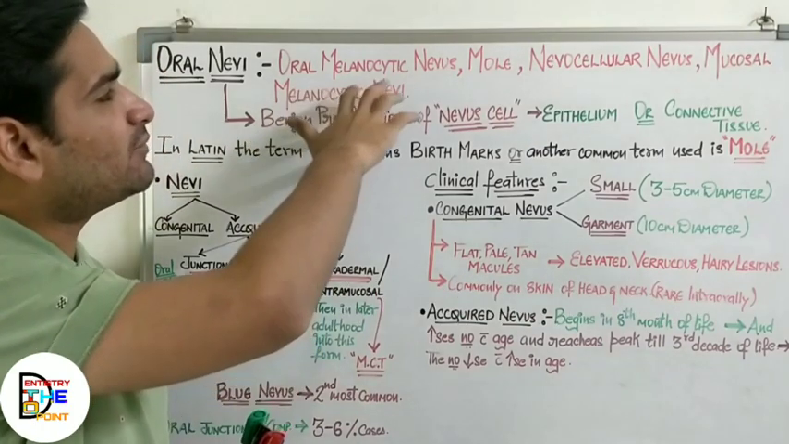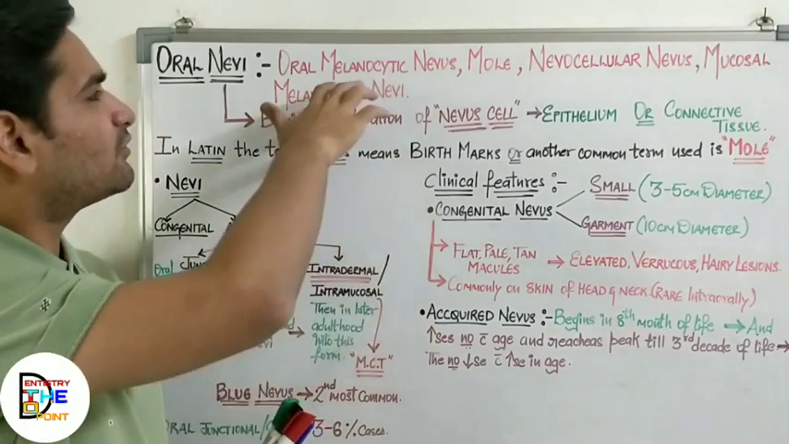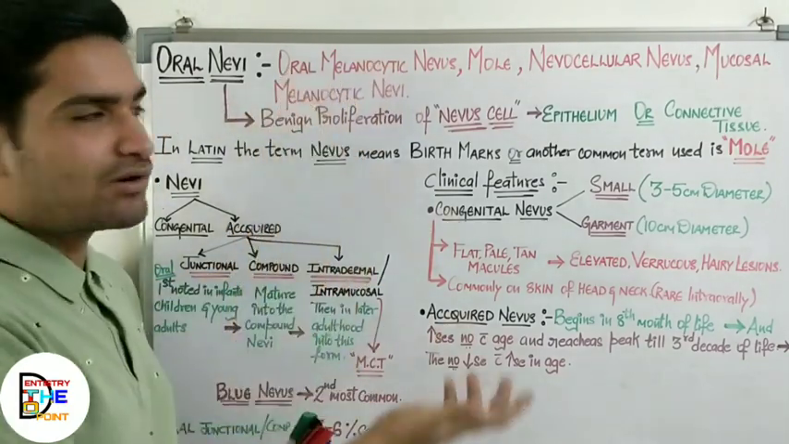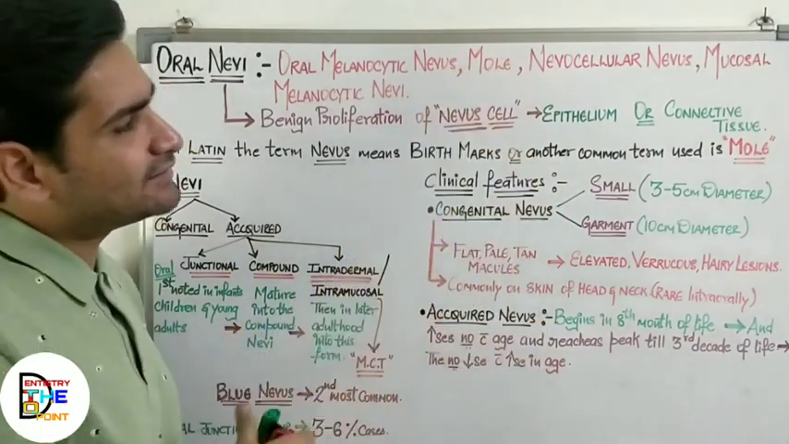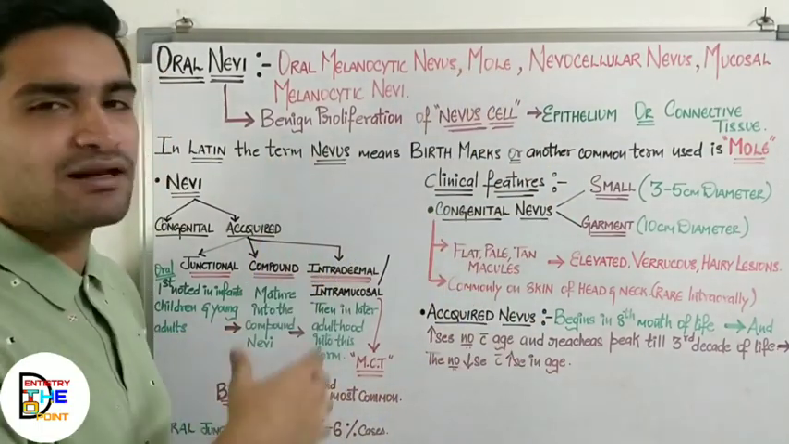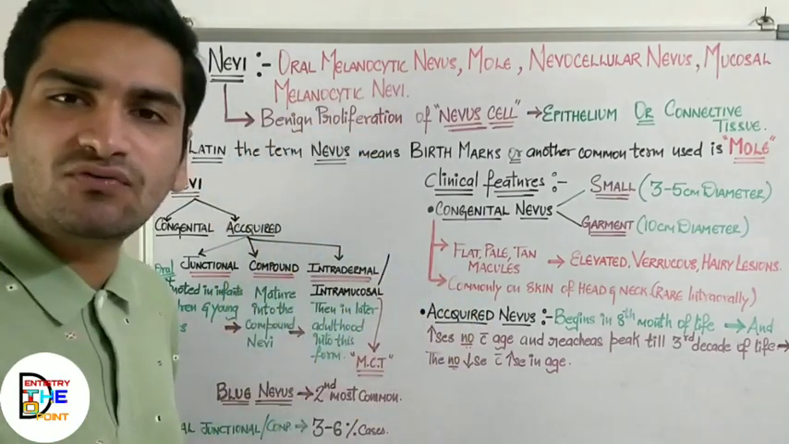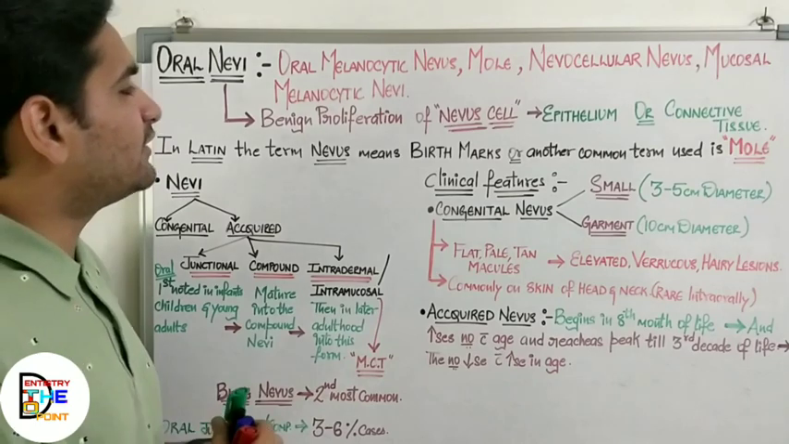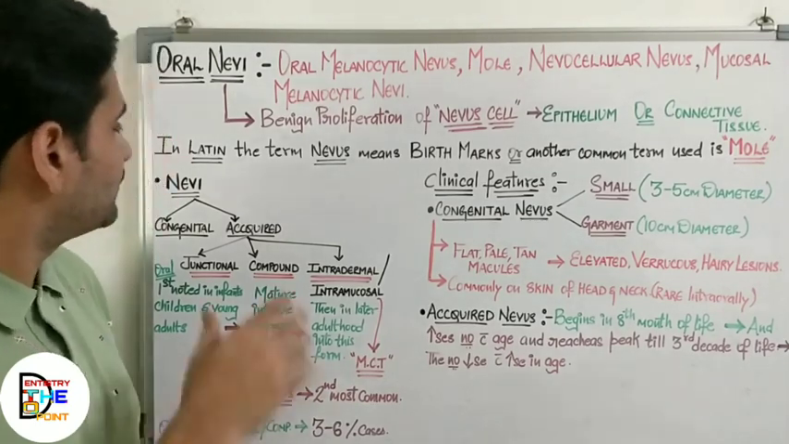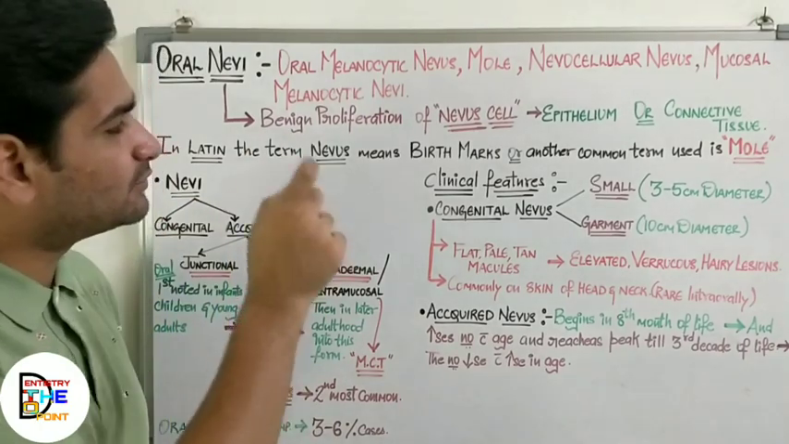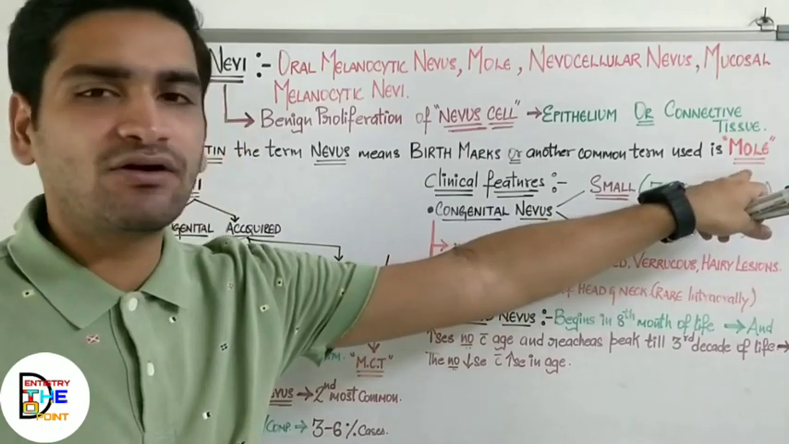Now see, this is oral melanocytic nevus, that is those nevus cells which are producing melanin pigment in the oral cavity, or you can also call it a mole, which is present on the skin. Next is nevocellular nevus, mucosal melanocytic nevi. So these are the different names of oral nevi. It is just a benign proliferation of nevus cells in epithelium or connective tissue. In Latin the term nevus means birthmark, and another term used is mole, which we are well aware of.